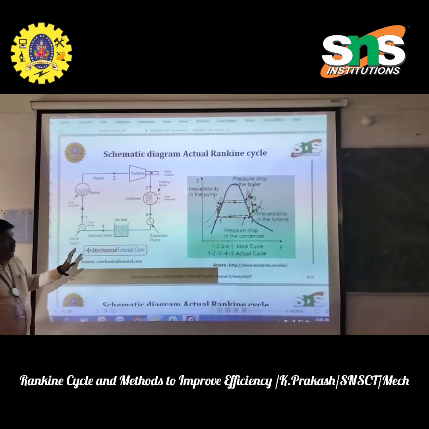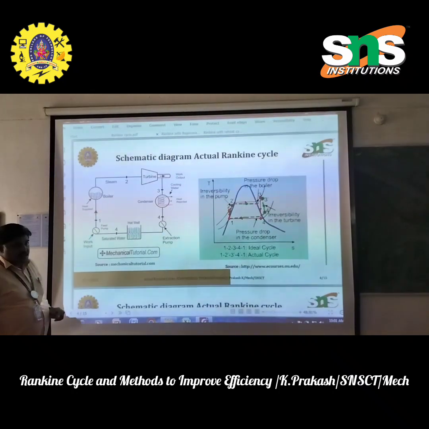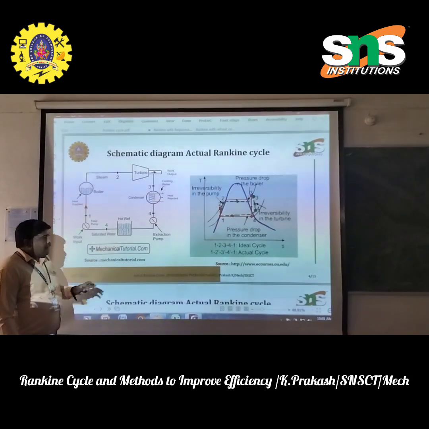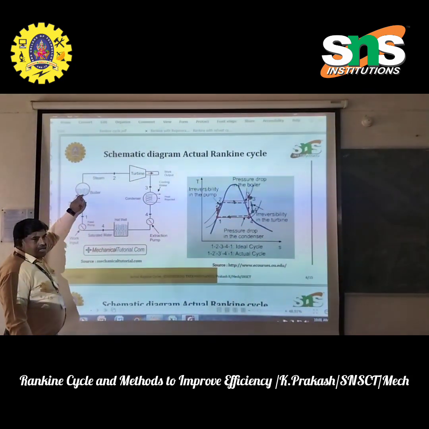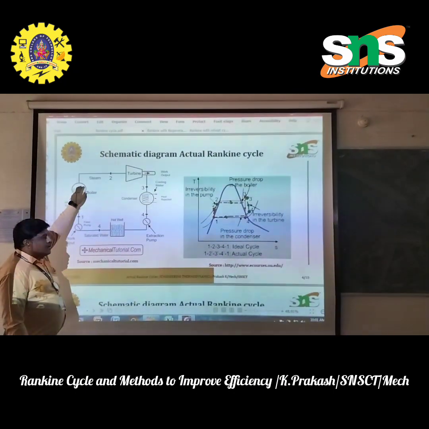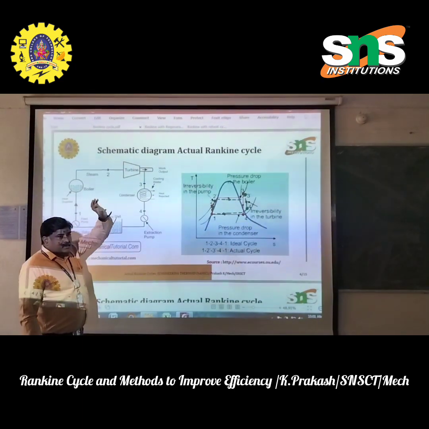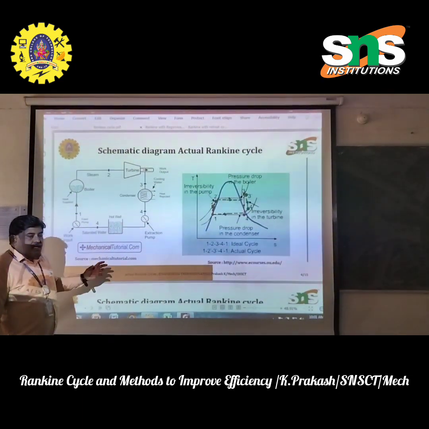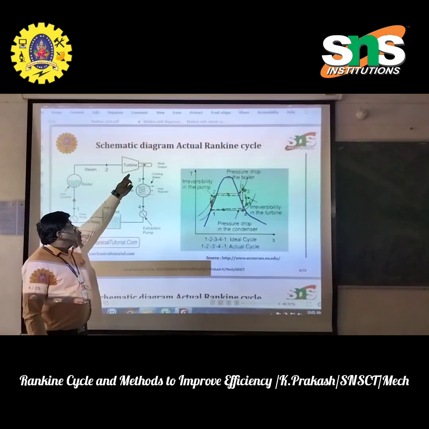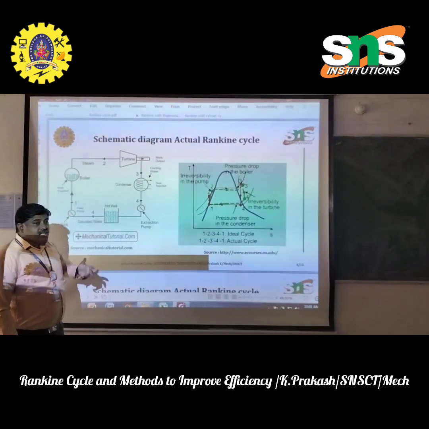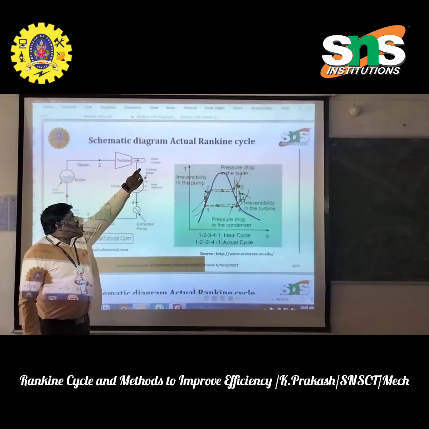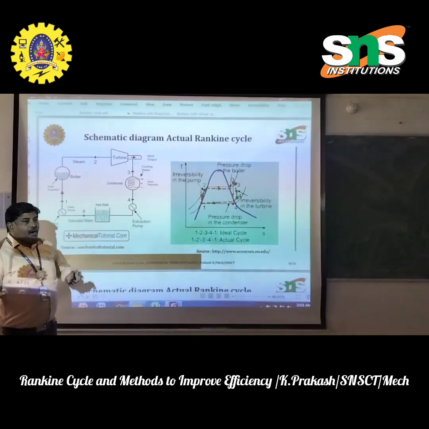Now let us discuss the main components and their functions. Initially there is a boiler. The purpose of the boiler is that when water is supplied to it, it gets heated, and this water is converted into superheated steam. This steam comes to the turbine, where the heat energy of the steam is converted into mechanical energy. In the turbine, the expansion process takes place, and because of the work done, the work output is received from the turbine.